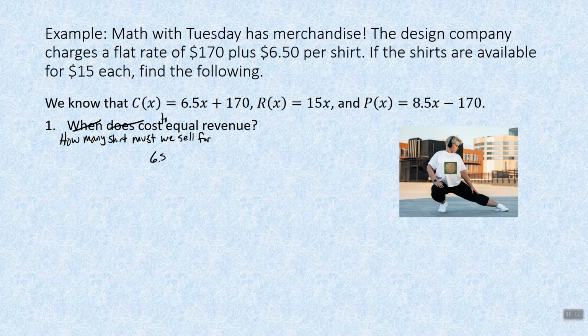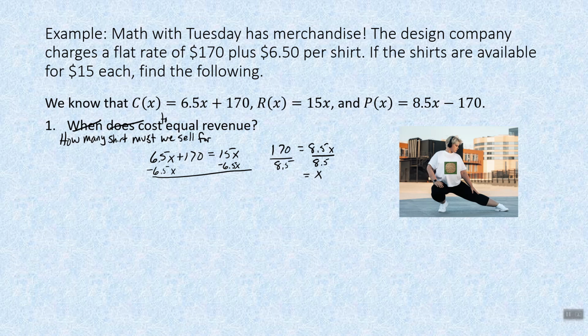Well, we could put 6.5x plus 170 and set it equal to revenue. Let's subtract 6.5x from both sides. And from that, we'll end up with 170 equals 8.5x. Oh my goodness, look at that. Those are the same numbers as we have over here in profit. And if we divide, oh no, I'm going to have to divide this in my head because I didn't have my calculator ready. It's totally my bad.